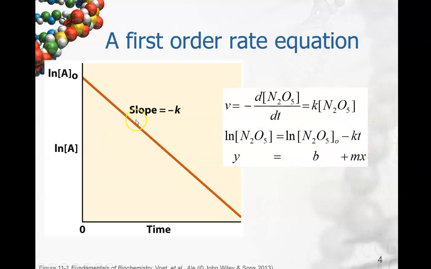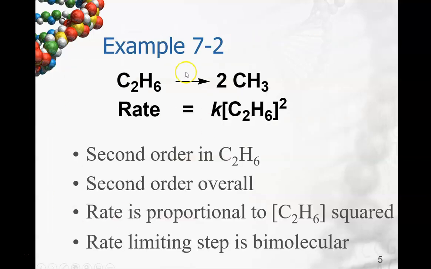So what that means is that if I plot my data, if I plot the natural log of the concentration of my reactant, in my case N2O5, and it disappears over time, I could measure the slope, and the slope is equal to minus K. So my K, I would just take the opposite sign because K's are always positive. So I could obtain my value of K from the slope.